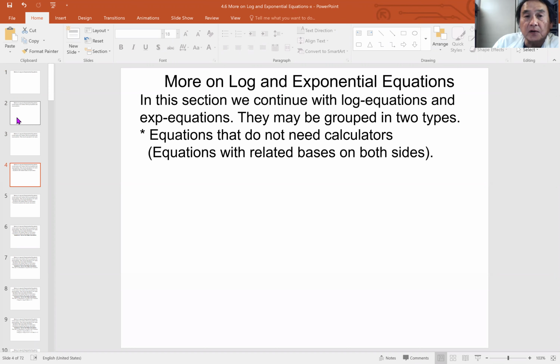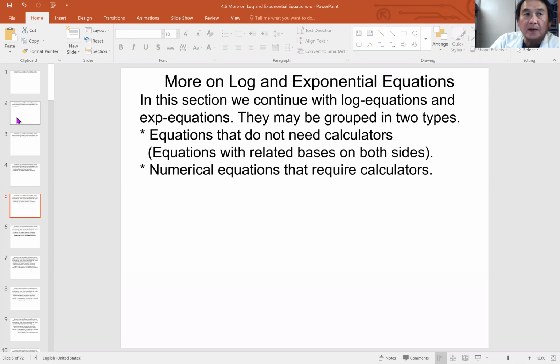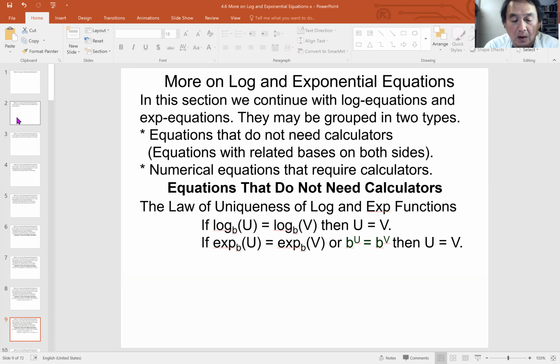There are basically two types of exponential and log equations. One type that we need to use a calculator for, and one that we don't. The ones that we don't, usually that is related to concepts: how do you manipulate the equations using rules to simplify them into linear or second degree equations? Usually we use the following two rules. That is the so-called uniqueness of the logarithm functions or the exponential functions.